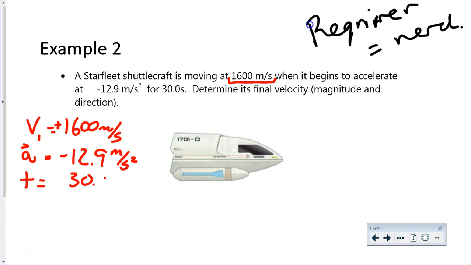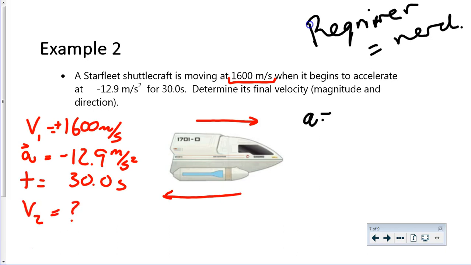Determine the final velocity. So again, guys, you can think of this as motion going in the positive direction, and we have the acceleration operating against it. So what we should see here is that the shuttle should slow down. So we should see a V2 less than 1,600 meters per second. And if you get bigger, then you done goofed.